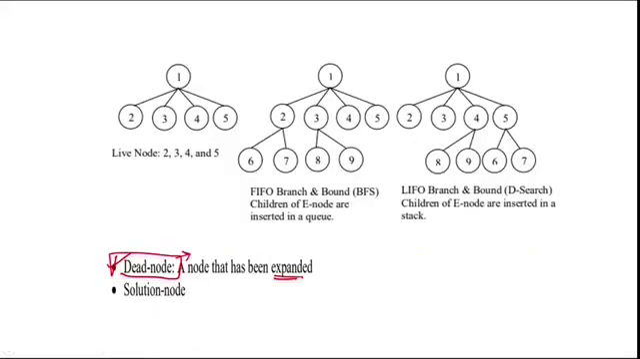Now there are 3 types of branch and bound. The first is called FIFO branch and bound. Now I will be asking questions because stack is over. Your favorite topic, stack, last in first out. So which data structure follows first in first out? Queue follows first in first out.